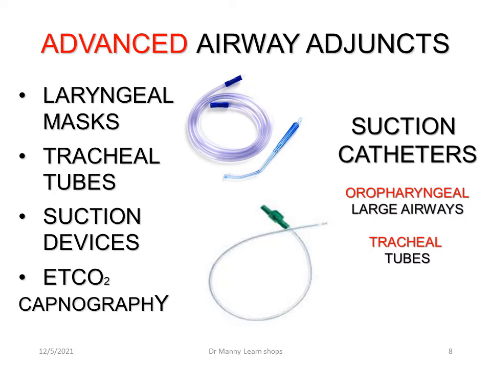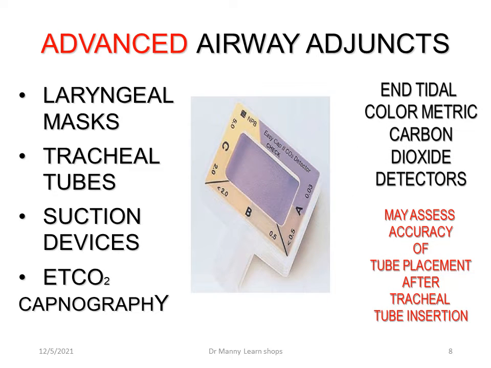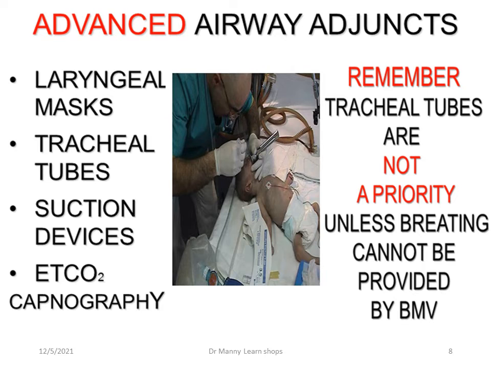Suction catheters can be oropharyngeal for the large airways. Tracheal tubes require smaller, thinner suction catheters. End-tidal colorimetric carbon dioxide detectors can assess the accuracy of tube placement after tracheal tube insertion. A handy tool. But remember, tracheal tubes are not a priority unless breathing cannot be provided by bag mask ventilation.